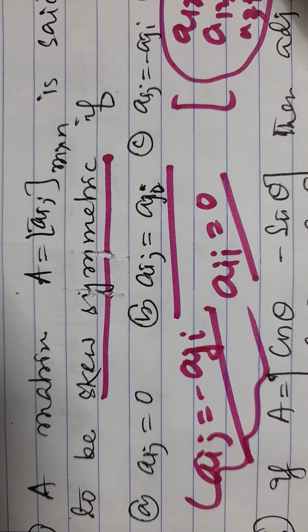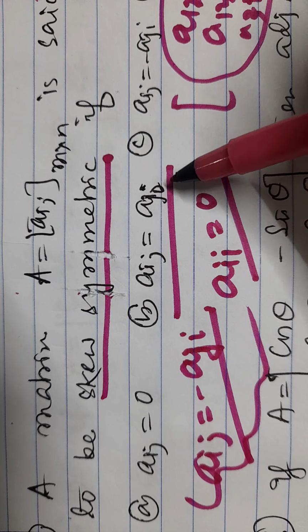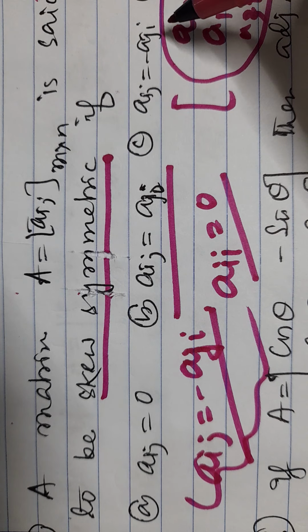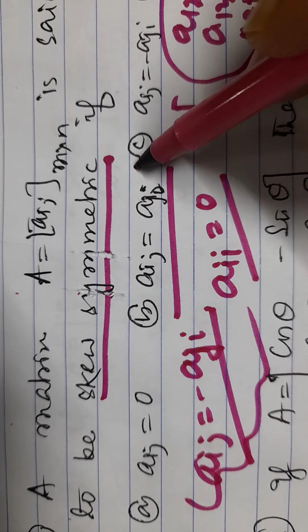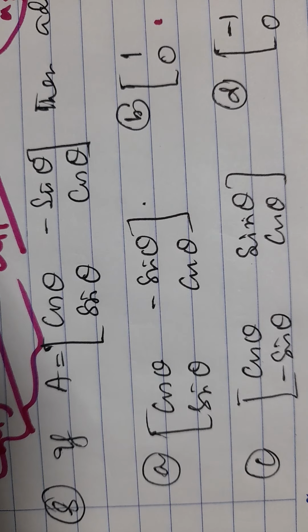So here, what is the condition given? Aij is equal to minus Aji, and Aii is equal to 0. So the correct option is C. Okay. Now next question.